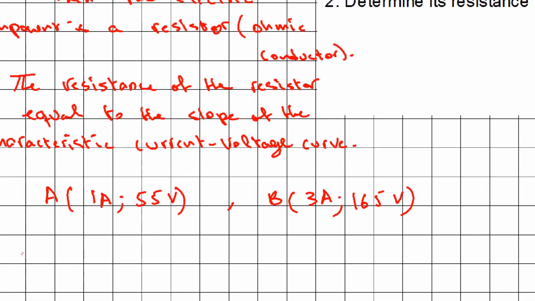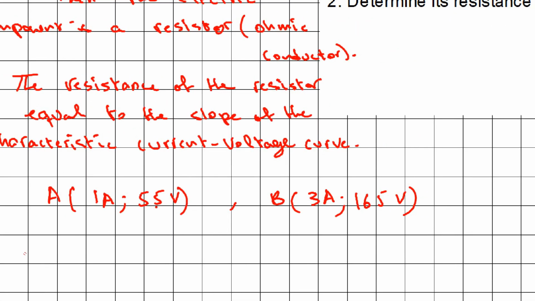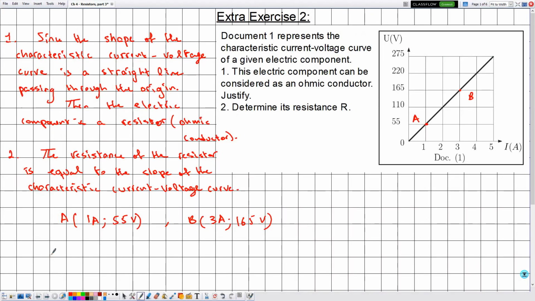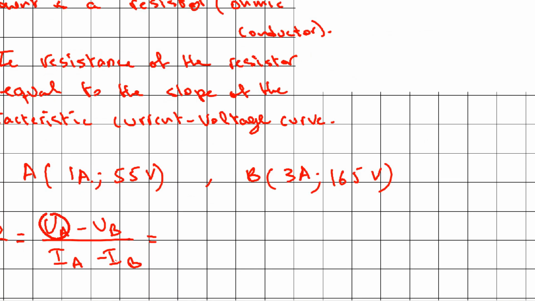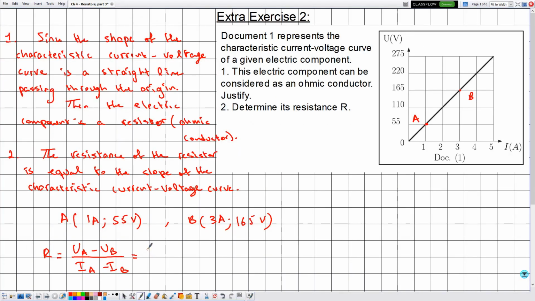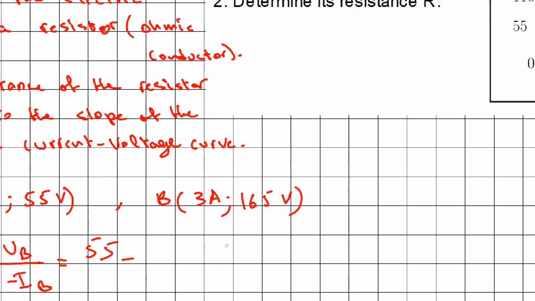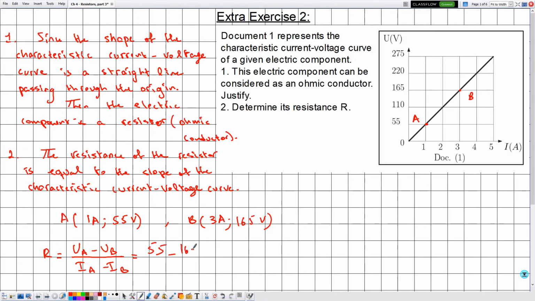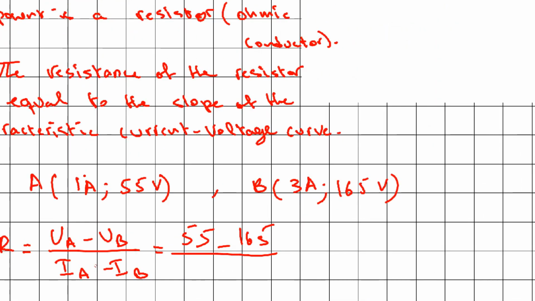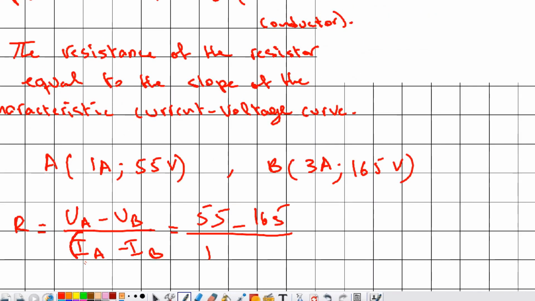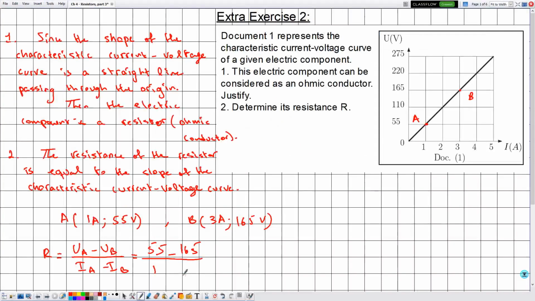Now in step number 3, we need to make sure that these quantities are in the SI. So already these quantities are expressed in the SI. Then now we are ready to calculate the slope, which is the resistance, which is given by R is equal to UA minus UB divided by IA minus IB. Now the value of UA corresponding to the voltage of the point A is 55 volts, because the voltage has the unit of volts, so 55 minus the voltage of the point B, which is 165, and the current of the point A, which is 1, and the current of the point B, which is 3.